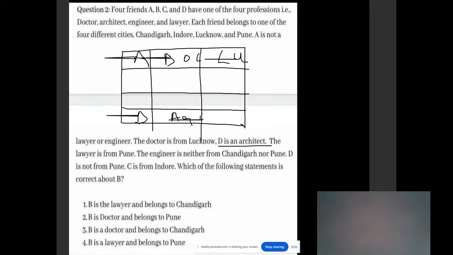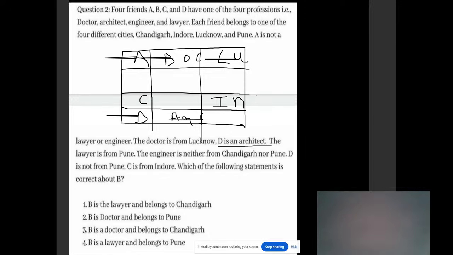Okay, next. The lawyer is from Pune. The engineer is neither from Chandigarh nor Pune. D is not from Pune. C is from Indore, so I am taking C here. C is placed here and Indore is also placed here. C is from Indore.